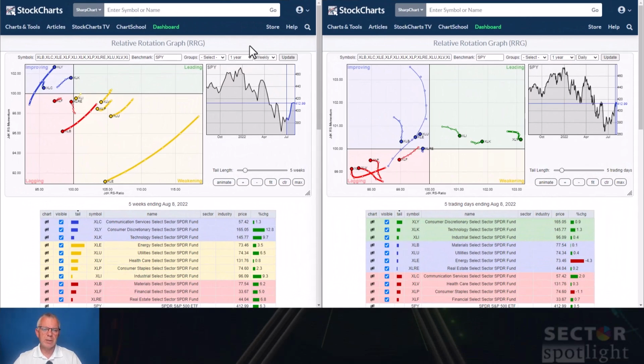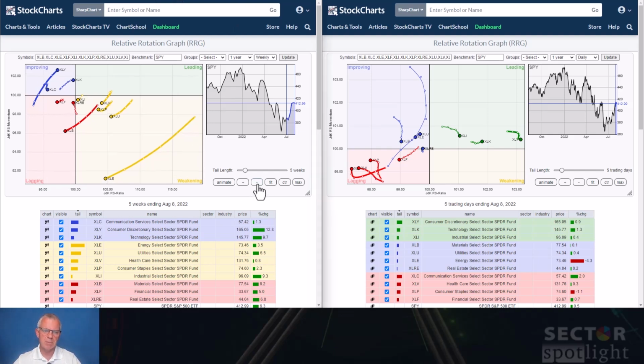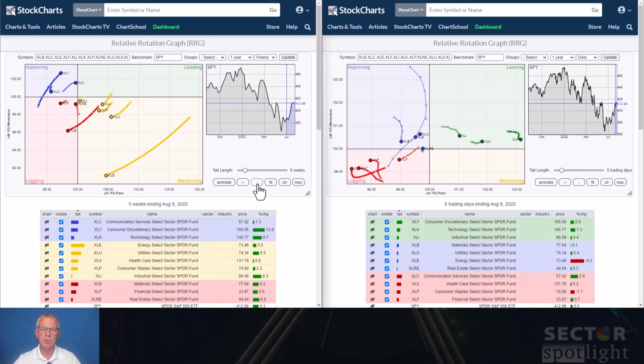Here we have the RRGs for sectors. On the left-hand side we have the weekly, and on the right-hand side we have the daily RRG. That's the high-level overview. Let's start there. From the weekly image, the direction of the tails looks pretty much as it's been over the last few weeks.